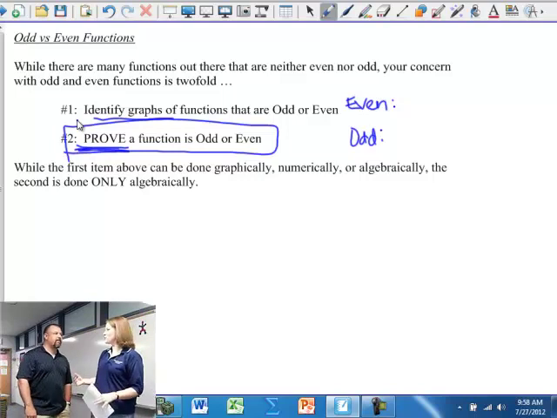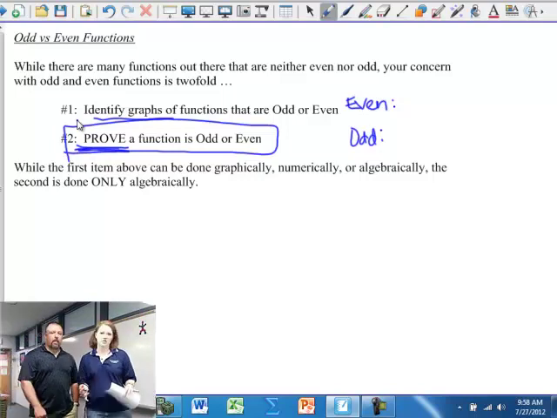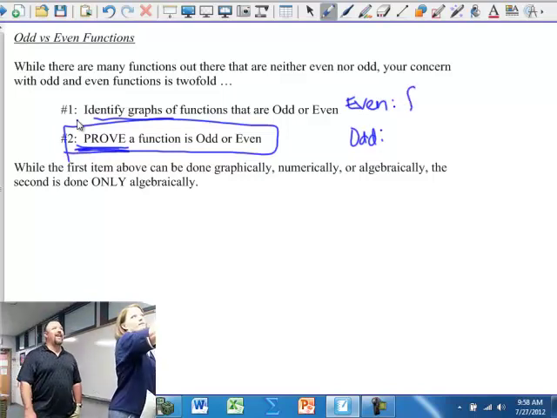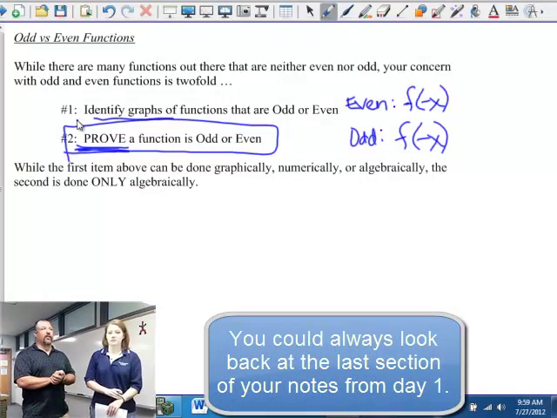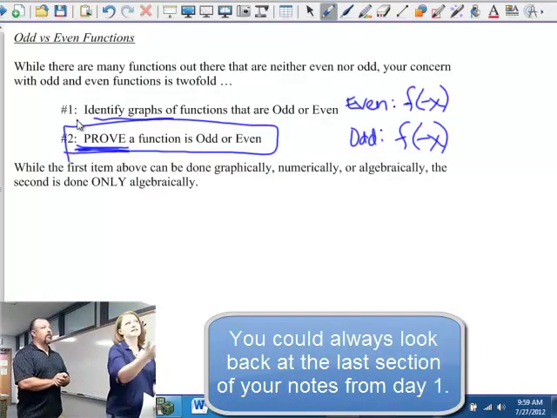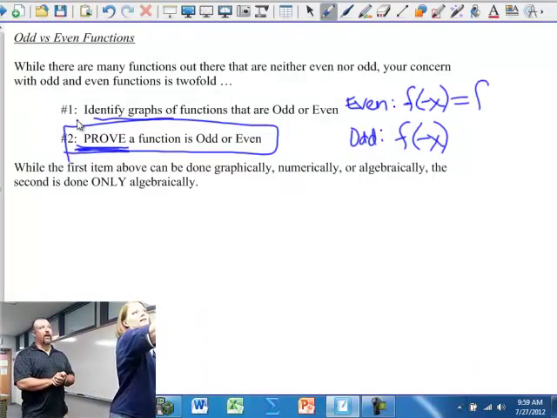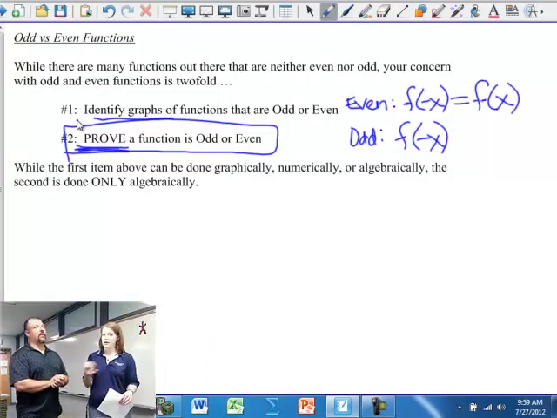So again, let's remember our rules for even versus odd functions. Both of them start off with f of negative x, or f of the opposite of x, which means we're going to actually plug in negative x into our function, because that's what the function notation says. For an even function, after we're done simplifying, we should get f of x, the exact same function we started with. The same y value, the same function.